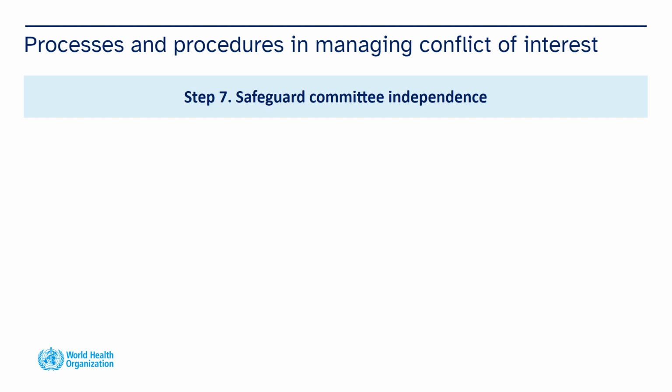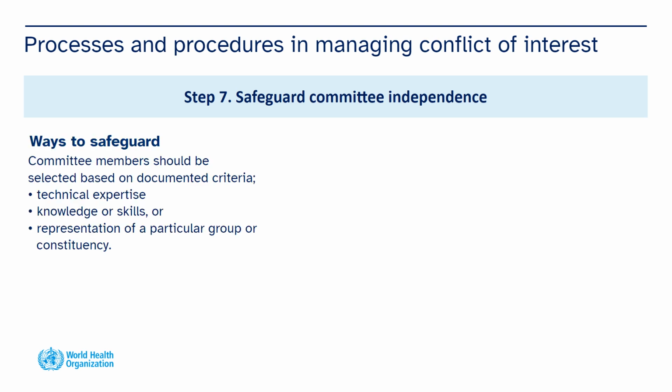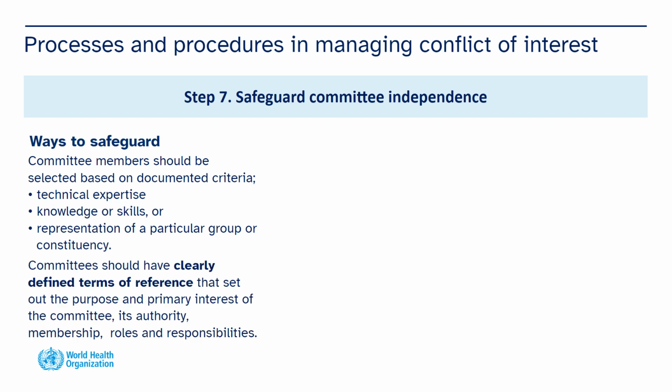Next, Step 7 involves safeguarding committee independence. Public pharmaceutical committee decision-making should be independent and impartial, and members should be selected based on documented criteria. Such criteria may relate to technical expertise, knowledge or skills, or representation of a particular group or constituency. The committee should have clearly defined terms of reference that sets out the purpose and primary interest of the committee, its authority, membership, and roles and responsibilities.